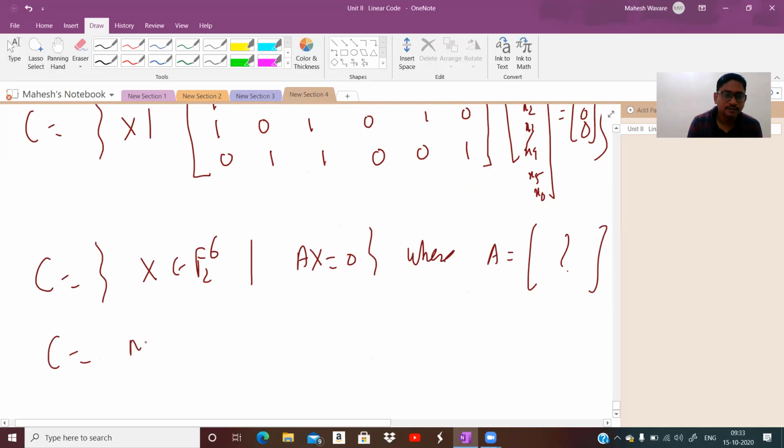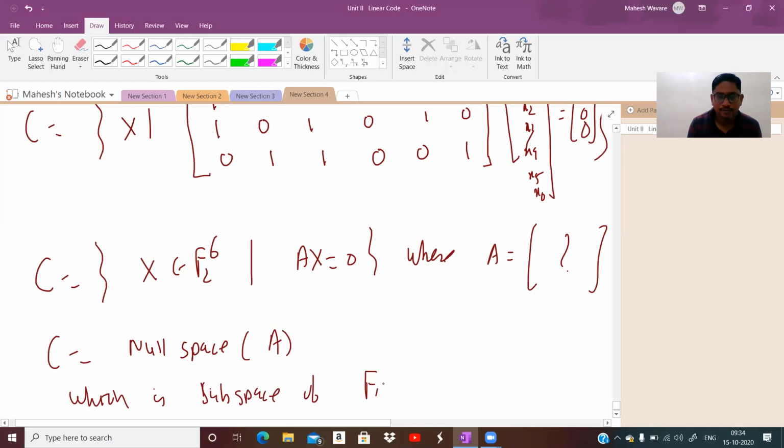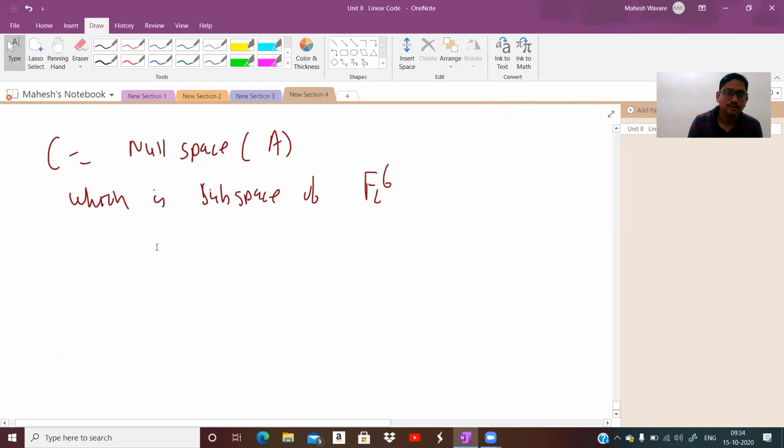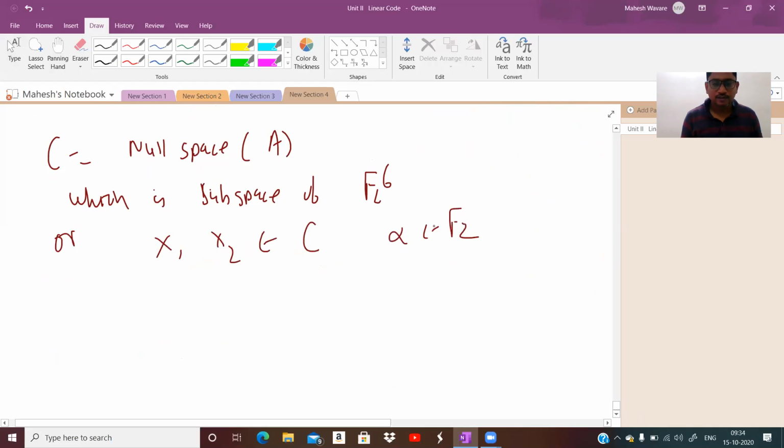So C is the null space of A, which is a subspace of F2^6. Null space, row space, column space, all are subspaces. Or you can easily show it here also. If you want to verify, suppose x1 and x2 belong to C and alpha belongs to F2. For binary, alpha is 0 or 1.